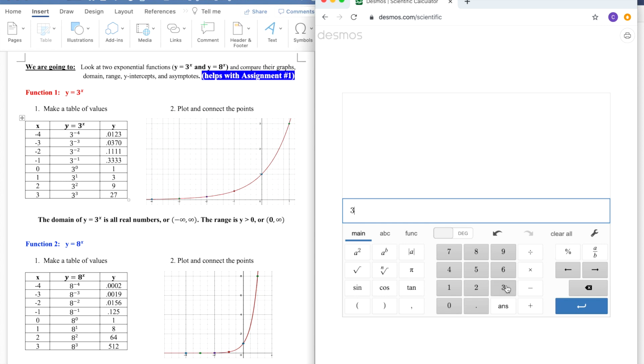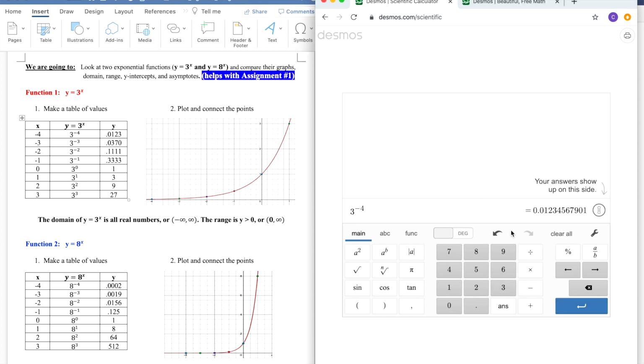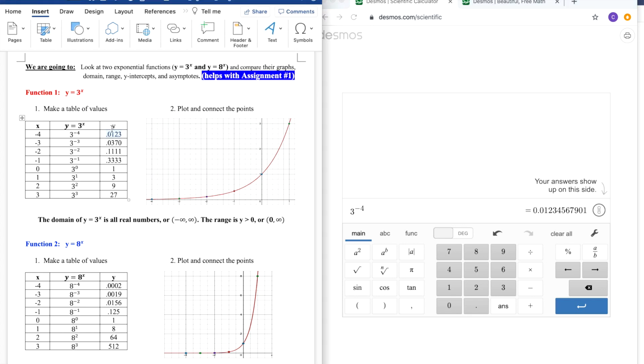So 3. There is this exponent button, but if you notice, it's already set to 2. So if you click on that, the exponent automatically becomes 2. So we don't want to use that one. Instead, let's use this button right here with the b. So when the exponent is the variable b, just basically saying you can put any value for the exponent. So -4. So without having to click on the enter button, it already gives me the answer. And if you look at the notes, that's how we got the y value as 0.0123.